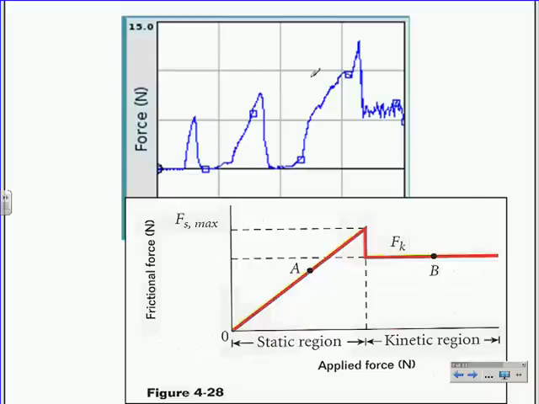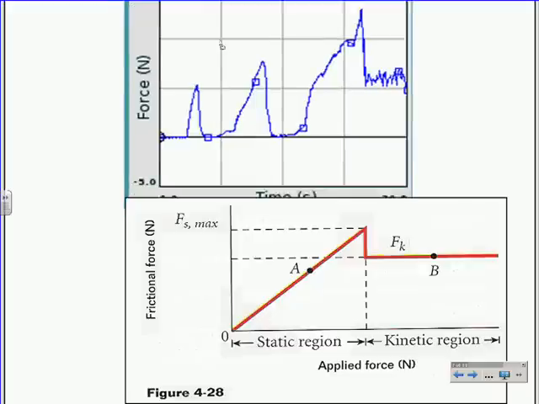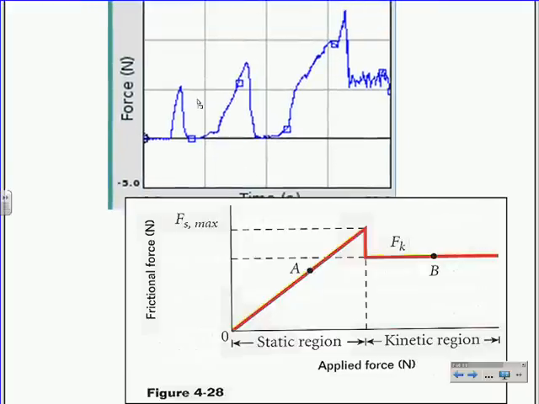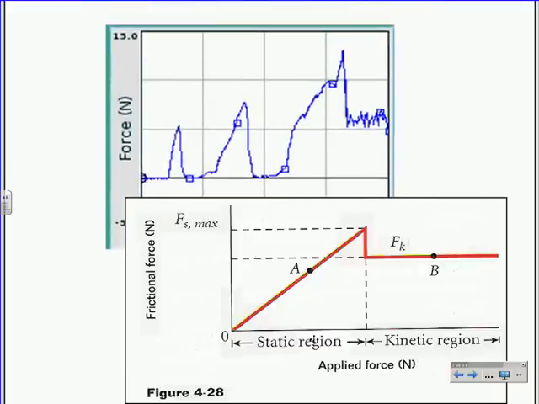You'll notice that on the LabQuest, the x-axis here is time. That's not the case in the graph that's down at the bottom. Notice that the x-axis is applied force. I don't have a way to measure both of those. Actually, I probably could if I rigged something up, but we get the point. On the y-axis of both graphs, we have force, and more specifically, frictional force.